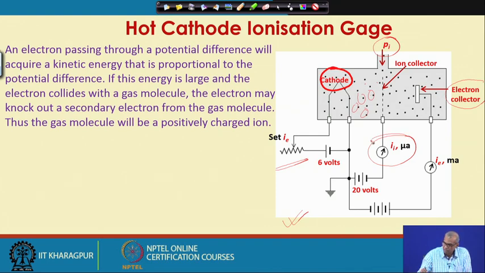This ion current depends on the number of positively charged ions that are formed, and the number of positively charged ions formed will depend on the number of gas molecules as well as the number of electrons present in the chamber. But I can set an electron current which will control the number of electrons being emitted. So, ultimately this ion current for a given ionization gauge will be a measure of pressure.